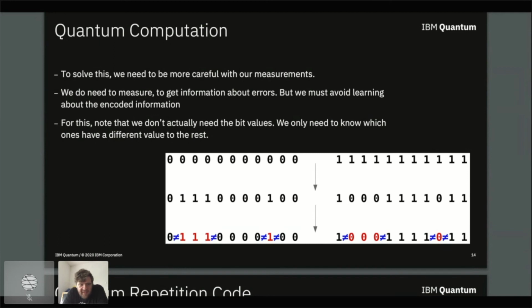Let's instead go along and look at each pair of qubits along the line, or bit values, sorry, along the line, and ask, are they the same or different?